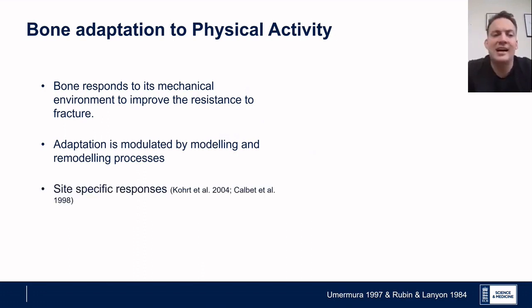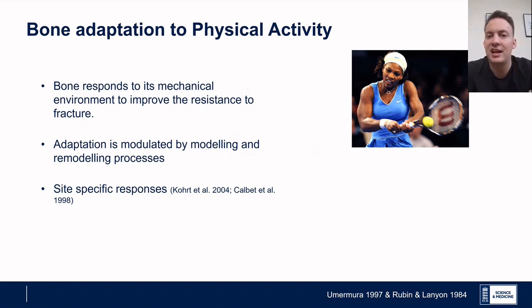We know that the adaptation of bone to physical activity is really site specific. So if we look at tennis players, for example, the research shows that the dominant playing arm of players, so the right arm in a right-handed player, has much greater bone mineral density, content, and structural properties than the non-dominant arm, likely due to the increased load being put on that arm compared with the non-playing arm.